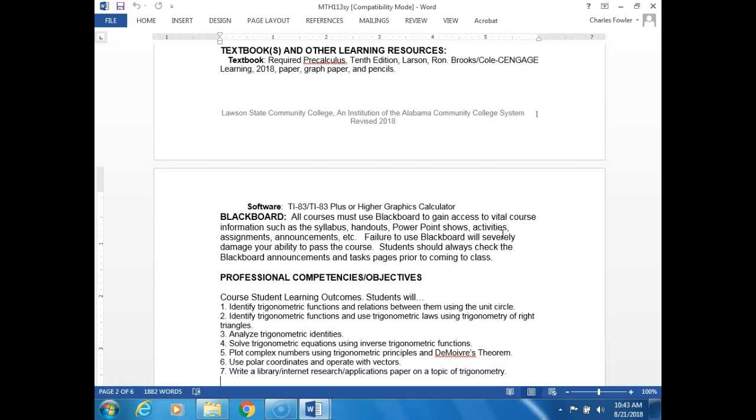I don't like this thing, but they don't let us change it. It used to say all students must use Blackboard, which makes sort of sense, but they changed it to all courses must use Blackboard, to gain access to vital course information. Well, no, that doesn't make sense for courses, such as the syllabus, handouts, blah, blah, blah. So I won't argue about those things, but it's just sort of dumb. Once I've got the syllabus updated, I'll put it on Blackboard.